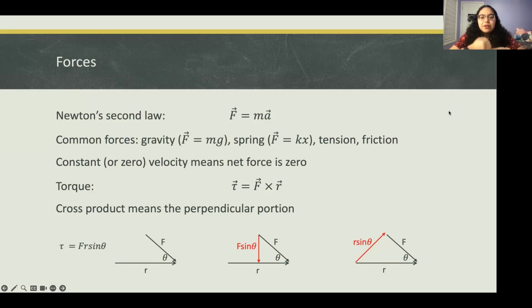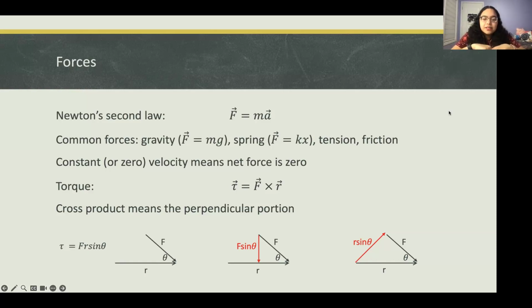As we probably know, gravity is mg: the gravitational force is mass times gravity. There should probably be an arrow on the g there. The spring force is kx, so the spring constant times how far you've moved it from equilibrium. Tension is a situational force, so you probably have to solve that or it'll be given to you. There's not really a formula. And then friction is going to be the next slide.